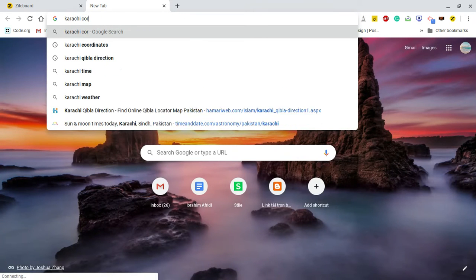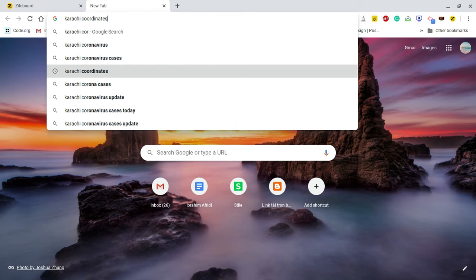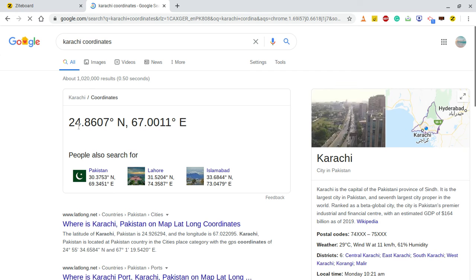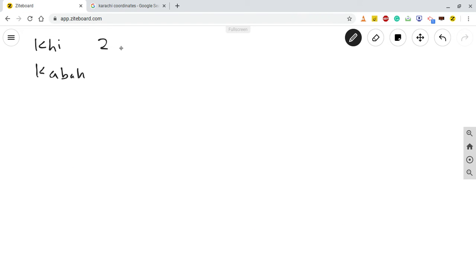So let me just search here, Karachi coordinates, and here it comes, and it says that it's 25 degrees north and 67 degrees east. Okay, so 25 and 67. So it's 25 degrees north and 67 degrees east.